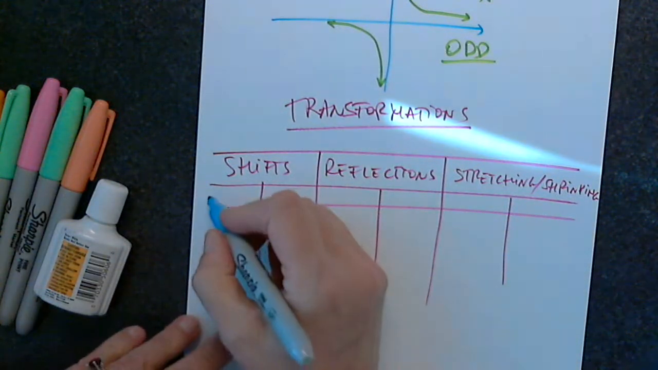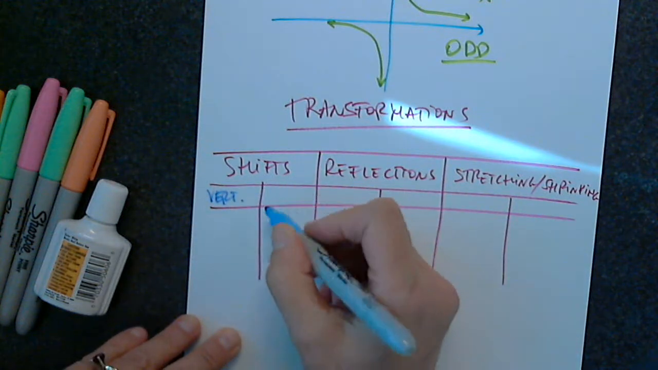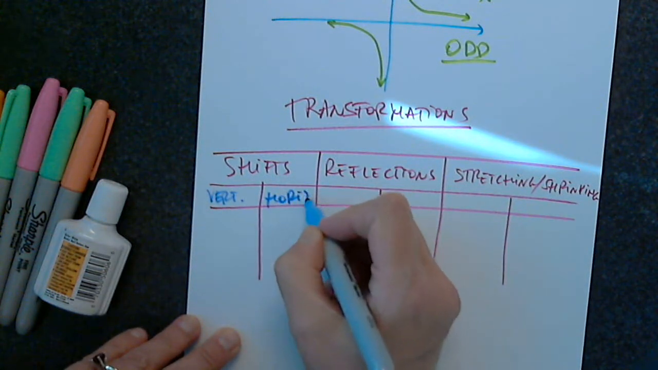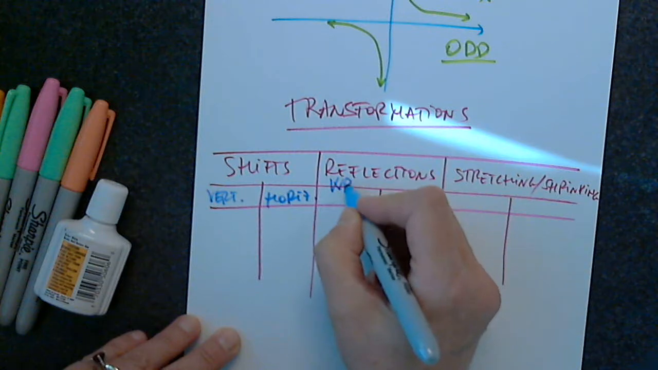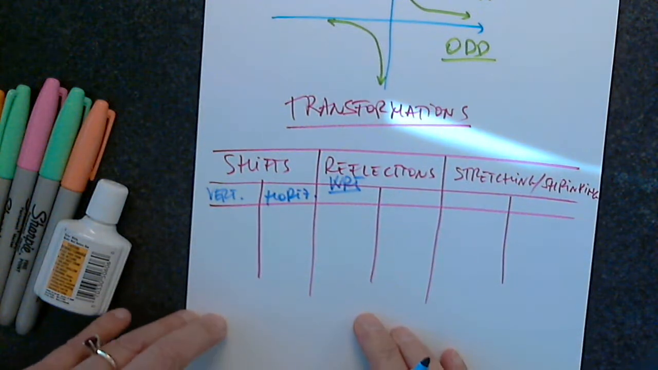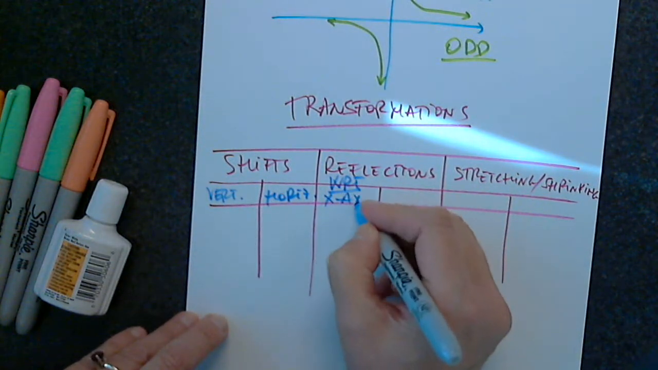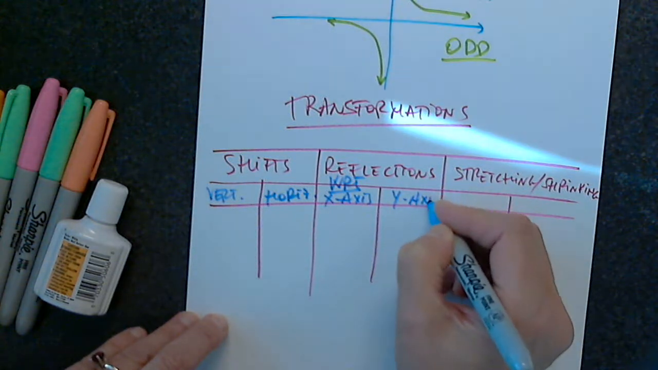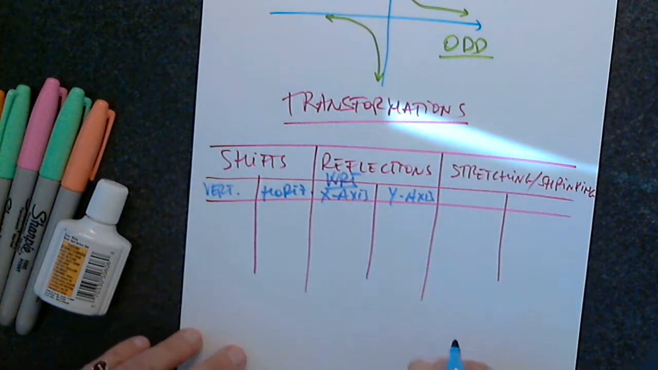Okay, vertical, horizontal. With respect to the x-axis, the y-axis. Vertical, horizontal.